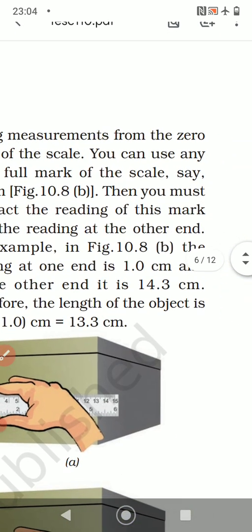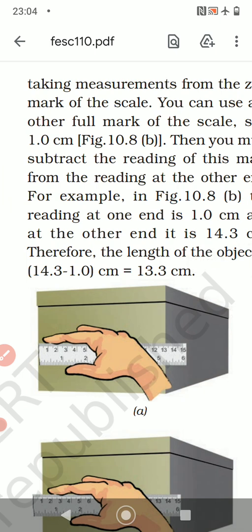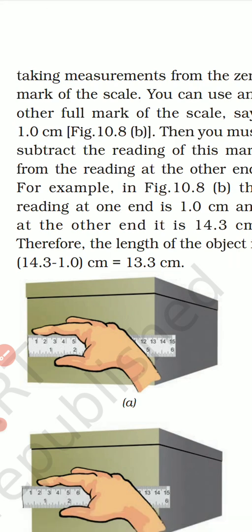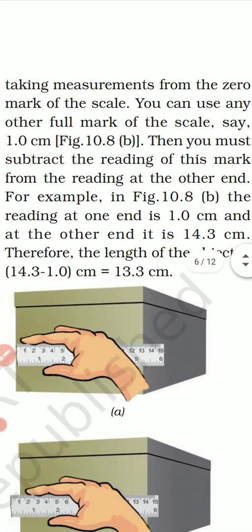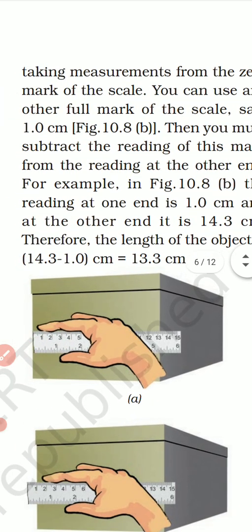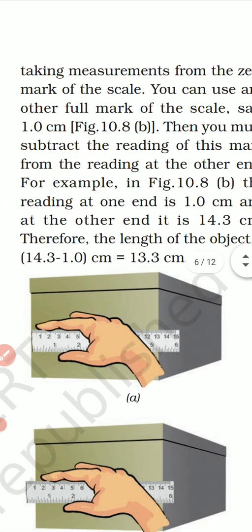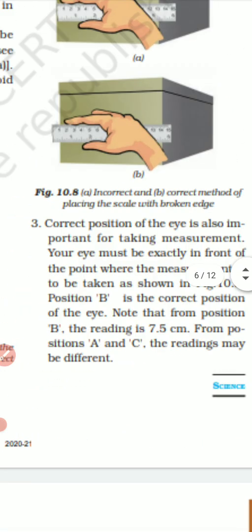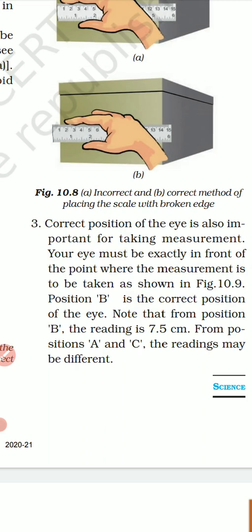Now, then you must subtract the reading of this mark from the reading at the other end. For example, in figure 10.8, the reading at one end is 1 centimeter and at the other end is 14.3 centimeter. Since you started from 1, not from 0, from 0 to 1, that is 1 centimeter is missing, that you have to minus. So 14.3 minus 1 centimeter will be 13.3 centimeter. Okay, children, this was the second point to be taken care of while taking the measurement.